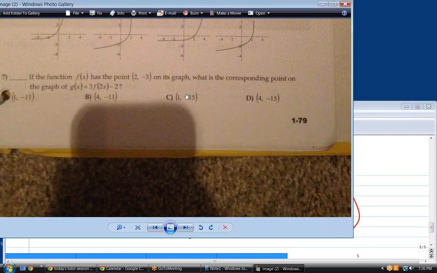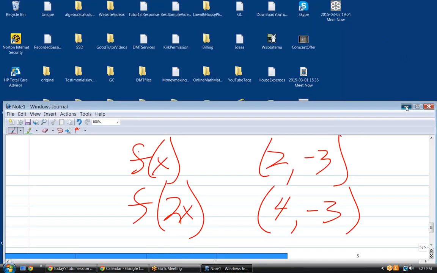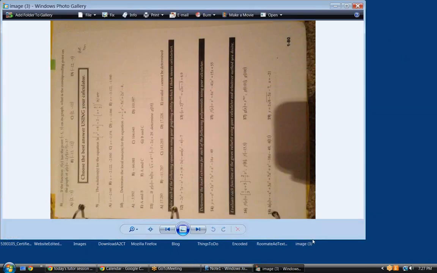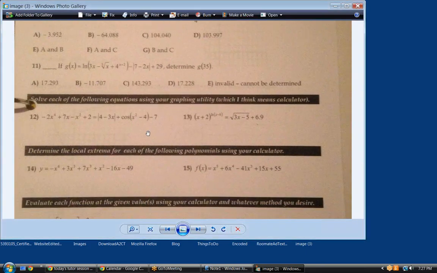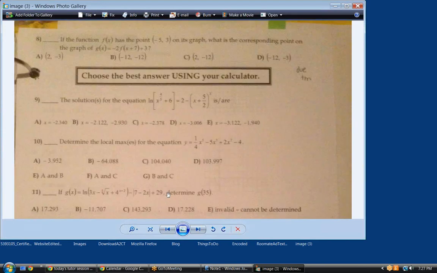All right, let's go on. Let's see, I should bring the next page up, I guess. And start at the top. Okay.